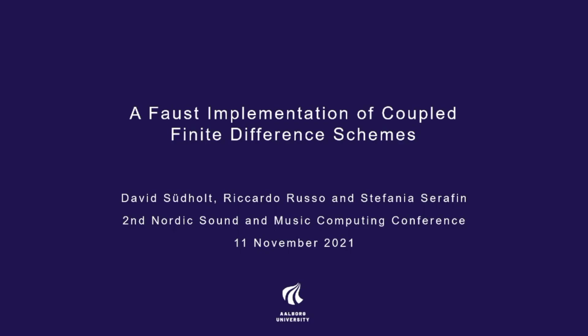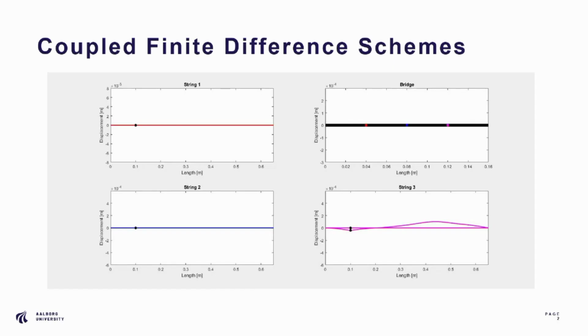Hello and welcome. I will now be presenting a Faust implementation of coupled finite difference schemes by David Süthold, Riccardo Russo, and Stefania Serafin. We'll first talk about what we actually mean when we say coupled finite difference schemes. Finite difference schemes, or FDS, are a method of physical modeling where we take a set of equations that describe the physical behavior of an instrument, and we approximate a solution to these equations by discretizing time and space. We're talking about one-dimensional FDS, a guitar string, for example.